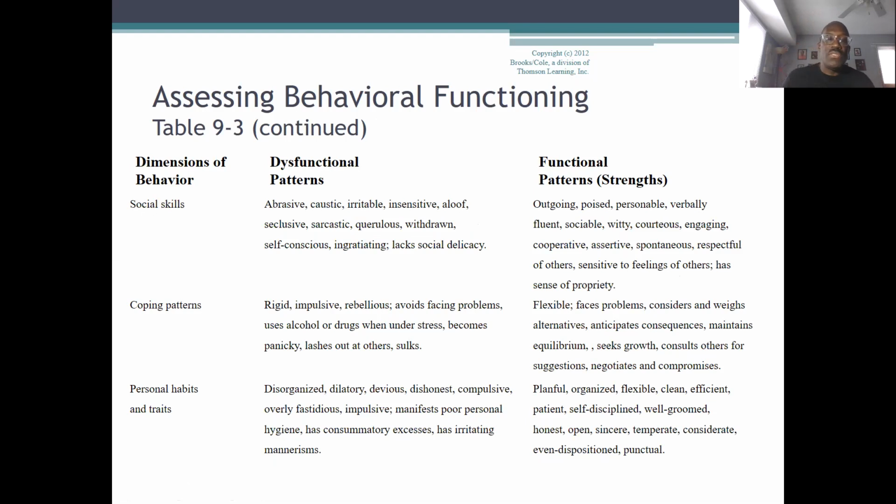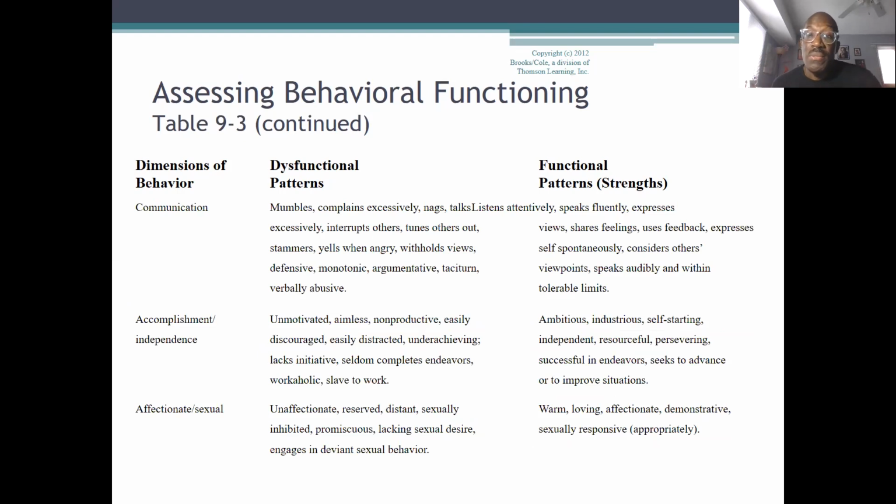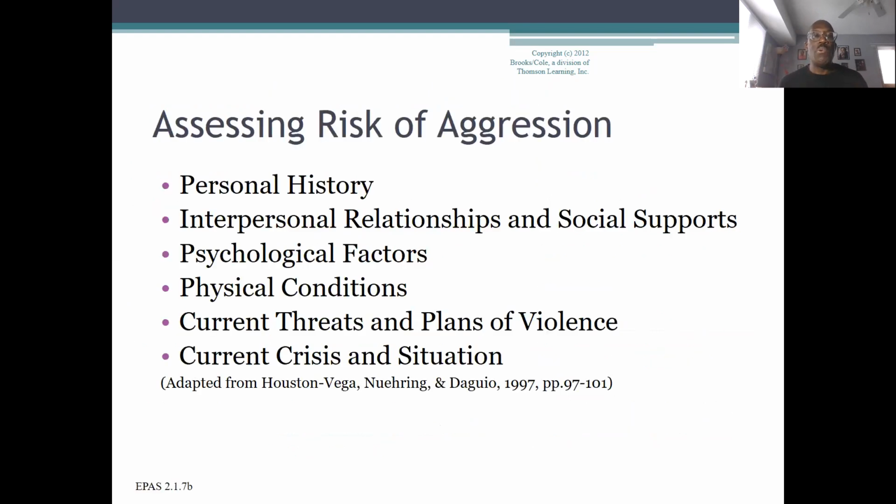Same thing with social skills, coping patterns, personal habits, and traits. Again, looking at the dysfunctional behavior patterns, you'll start to see these as you're going through your interview or developing your relationship with your client. These behaviors start to become apparent, and it's your job to make note of those in terms of that intrapersonal functioning, because that could help with a diagnosis so that we can look at a treatment methodology that's appropriate for that particular client as well. So keeping those things in mind. Communication, accomplishments, independence, affectionate or sexual functioning issues. So really looking at the whole range of things is going to be really important.